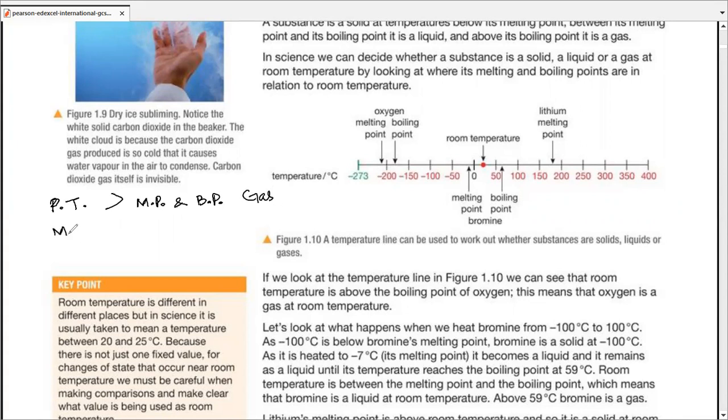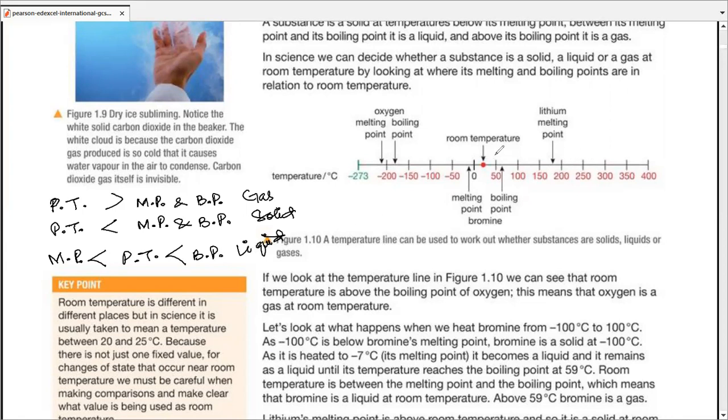If the particular temperature is less than both melting point and boiling point, that particular substance is a solid. And if the particular temperature given in the question is greater than the melting point, but is smaller than the boiling point, that particular substance is liquid.